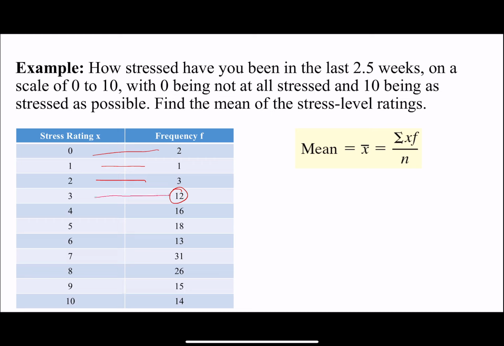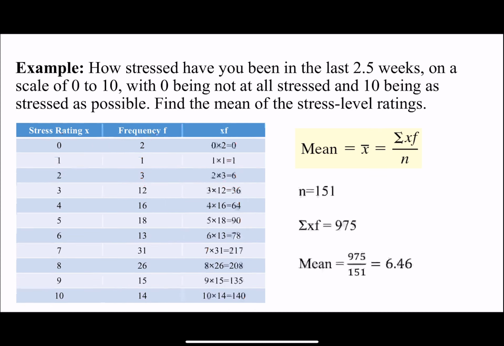So I need to multiply each score, each stress level, by its frequency. 0 times 2 is 0. 1 times 1, right? And then I add the results. And n, the number of data items, is the sum of the frequencies, right? If I add all the values in the column of frequency, I get n. So this is what I do. I have the stress rating, I have the frequency, I create a column for x times f, each data item times its frequency, just like here.